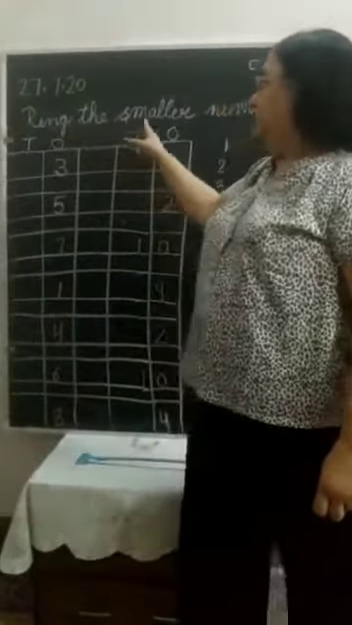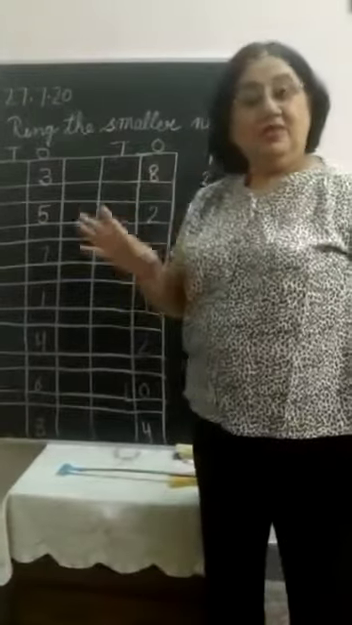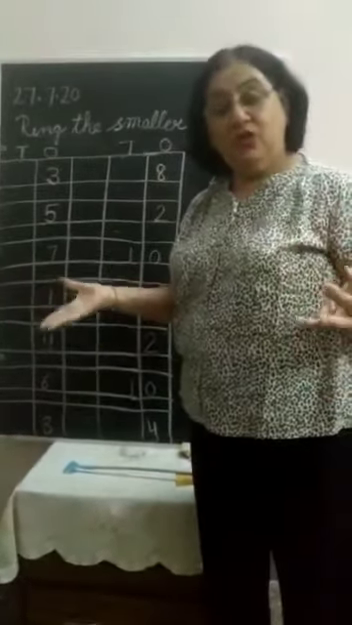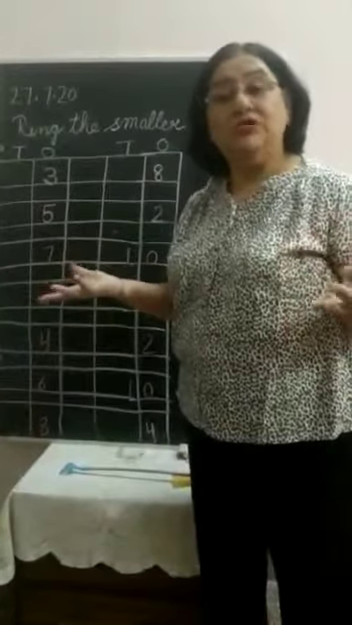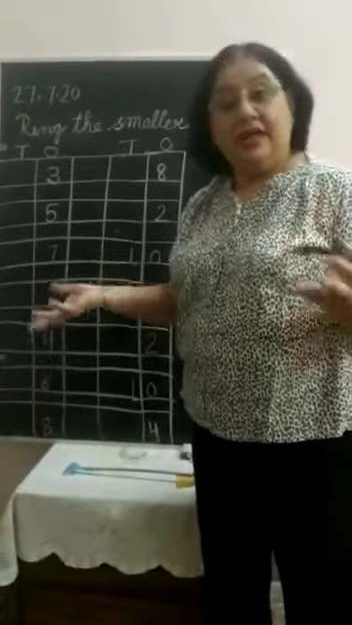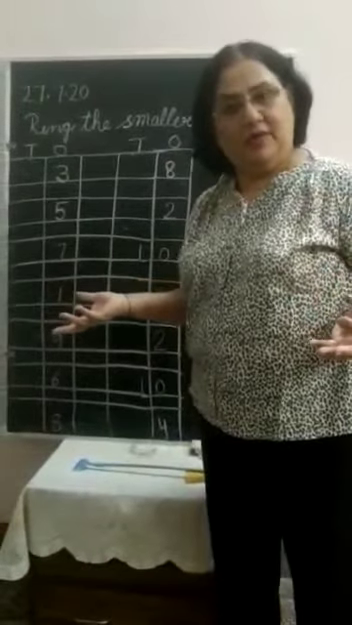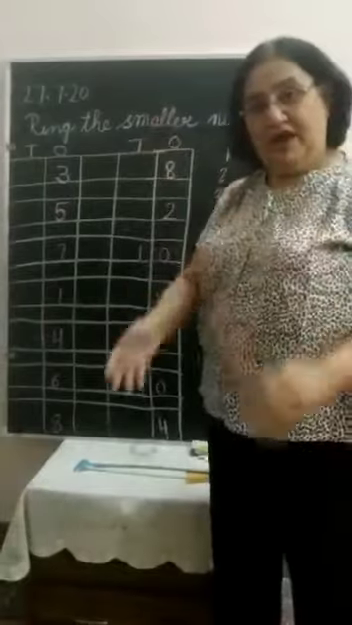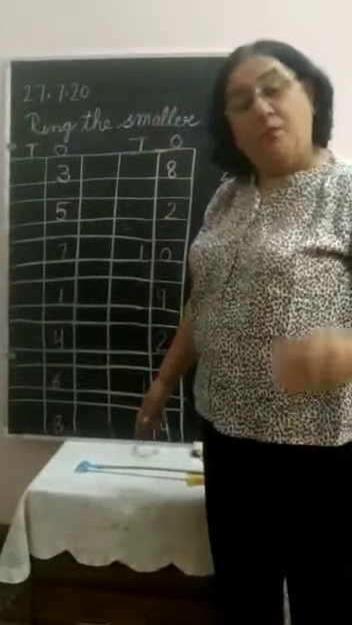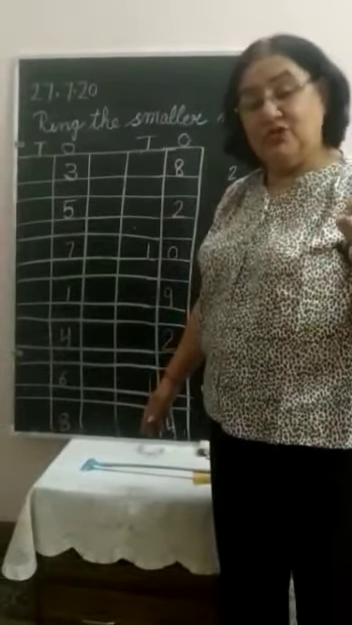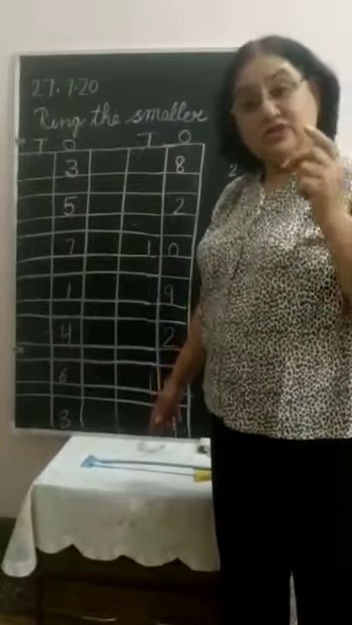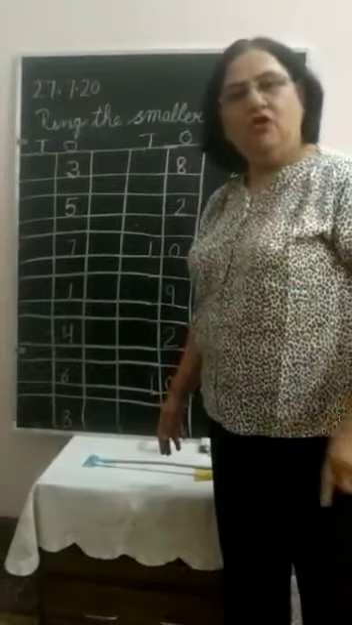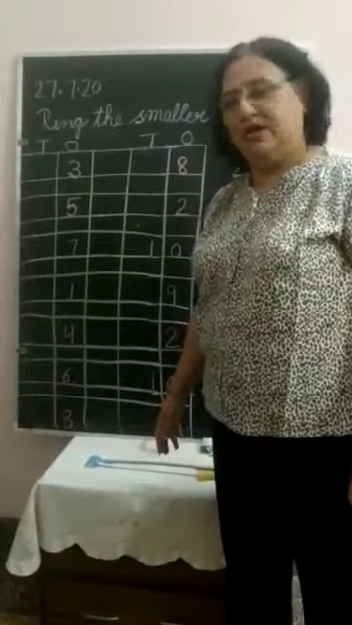Ring the smaller number. It means ma'am will give you some numbers and you will see which number is smaller. Which number comes first? That number is called smaller number. Okay, fine. Smaller means chote wala. Chota number, bada number nahi, jisme jyada cheeze hoti hain, that number is not. Chota number pehle. Now I will clear you how you can find smaller number.